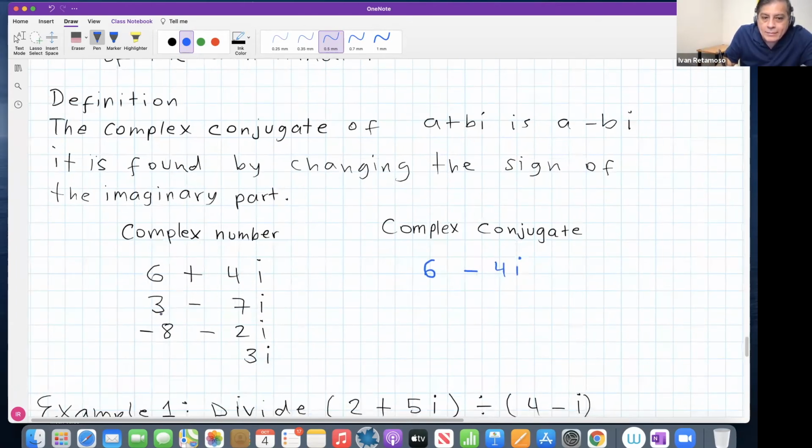On the chat, if the complex number is 3 minus 7i, what should be the complex conjugate? Anybody for this? 3 minus 7i. Remember, keep the real part unchanged and just change the sign of the imaginary part, right? So for this one, what should we write here?